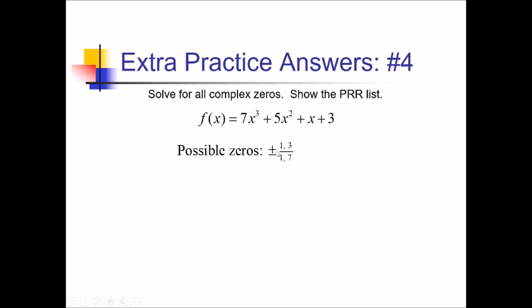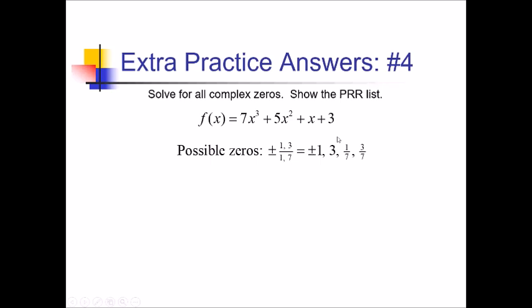Let's make some fractions, individual fractions with each combination here. So we've got 1 and 3 both divided by 1. So that's just 1 and 3, plus or minus. Now we have 1 and 3 divided by 7. So that's 1 over 7 and 3 over 7. So these are the 8 total numbers that I might have to plug into this polynomial with my calculator to see if I can get a 0 out of all this stuff.